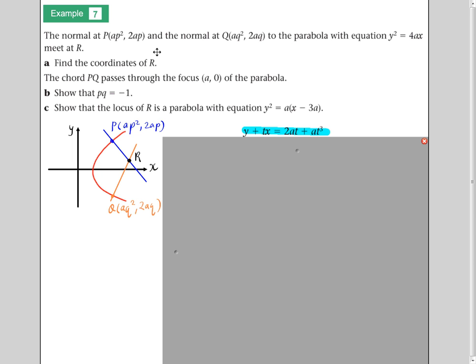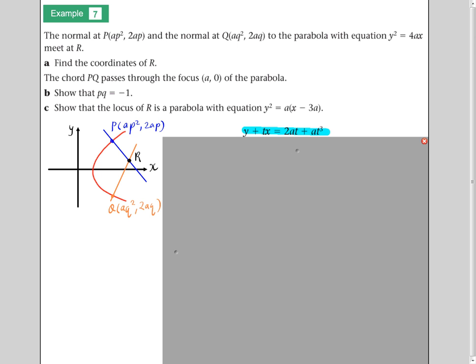Okay, we want to find the coordinate of R, where R is the intersection between the blue line and this light brown line, where the blue line is the normal to the curve at P, and this line here is the normal to the parabola at the point Q. We've got the parametric equations for P and also Q. So we are trying to find what R is, that is, the X coordinate of R and the Y coordinate of R.